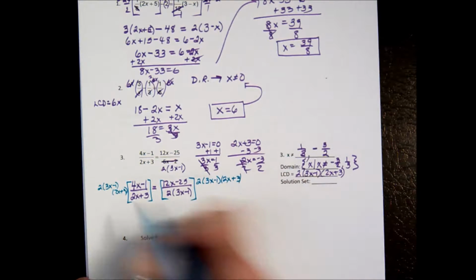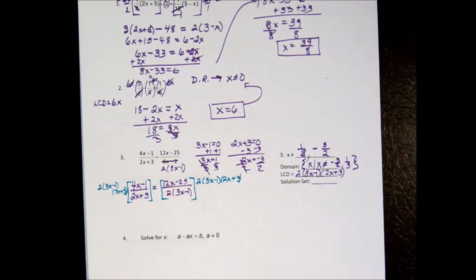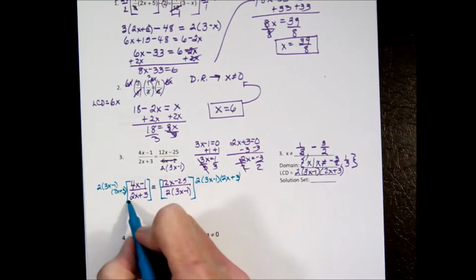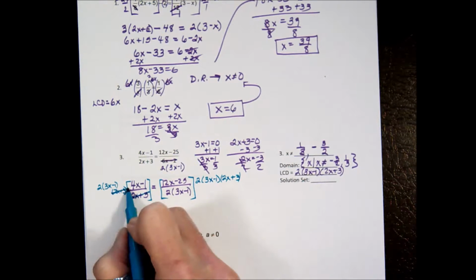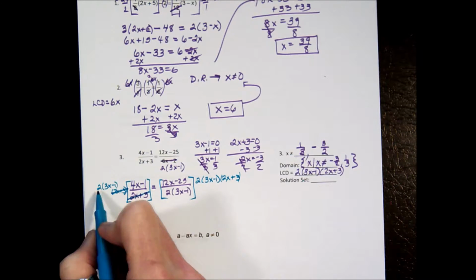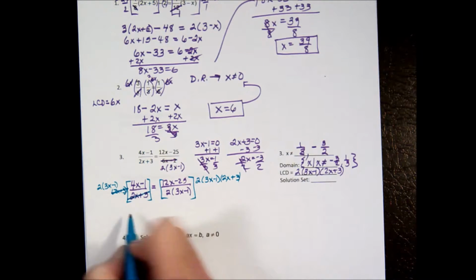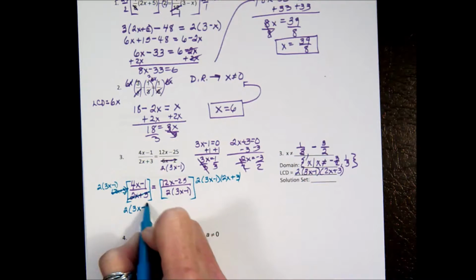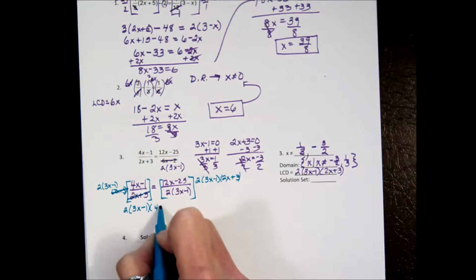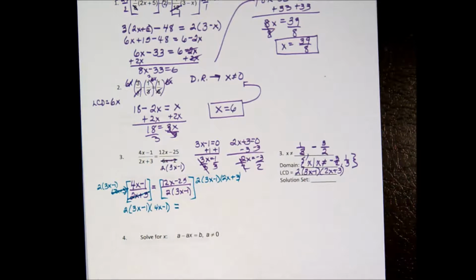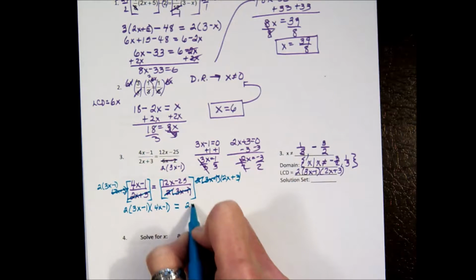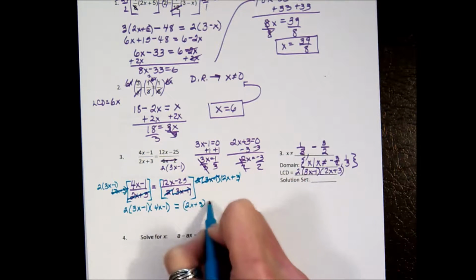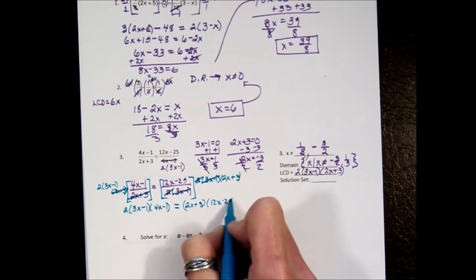I just realized I left off a parentheses. Now let's see what cross cancels. 2x plus 3, 2x plus 3. What's left? Here, be careful how you write it, is a 2 times a 3x minus 1 times 4x minus 1. Here, my 2's cross cancel, those cross cancel. What's left? 2x plus 3 times 12x minus 25.